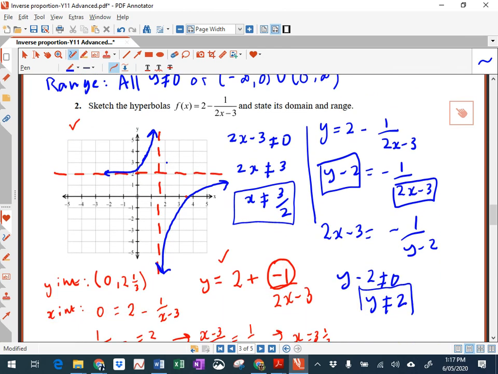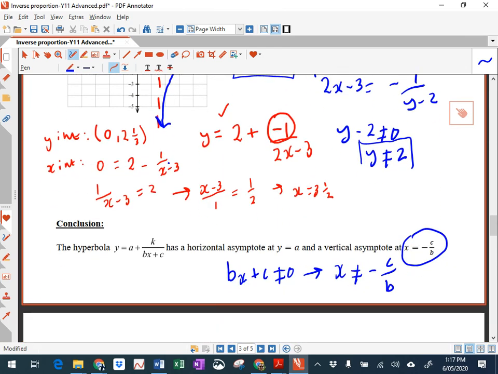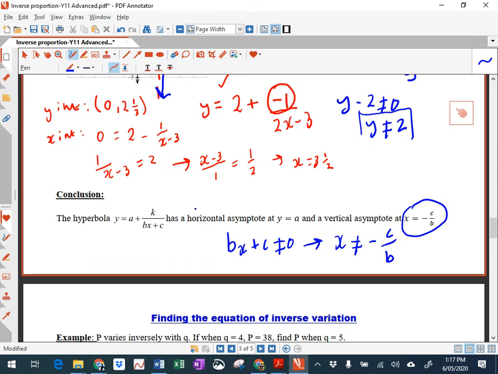So that's it for graphs, and next video we'll look at how to find the equation of inverse variation.